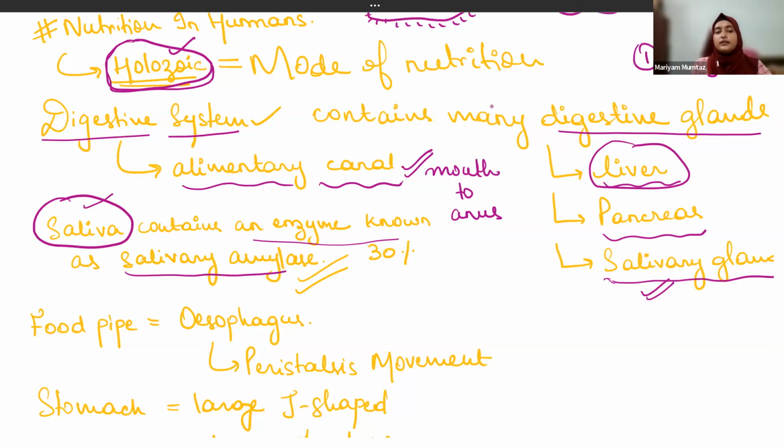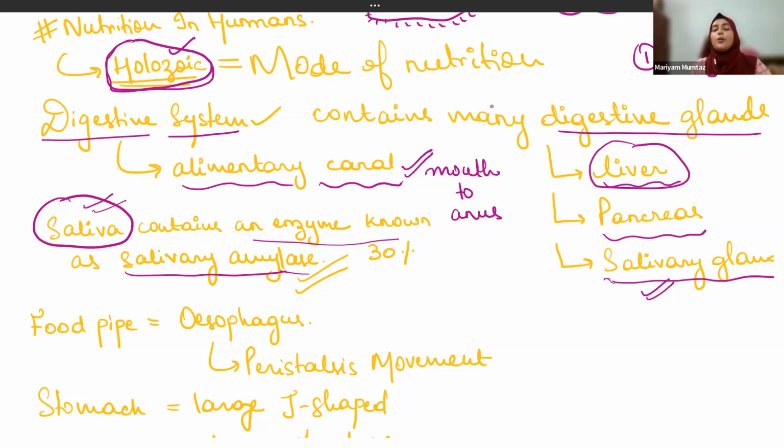The saliva which is present in our mouth is secreted by which gland? No, salivary amylase is the enzyme which is present in the saliva. Salivary glands are there which secrete saliva, and this saliva contains the salivary amylase.